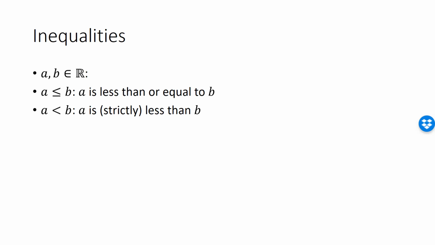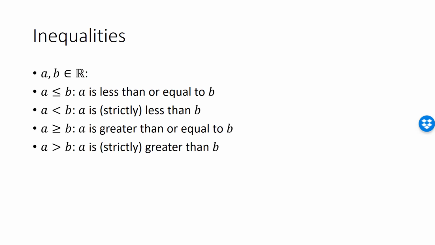We also have 2 inequalities with opposite directions: a is greater than or equal to b, and a is strictly greater than b. A greater than or equal to b is true if and only if b is less than or equal to a. And a is greater than b is true if and only if b is less than a.